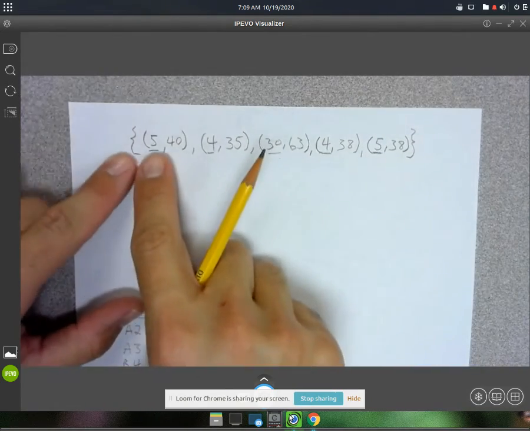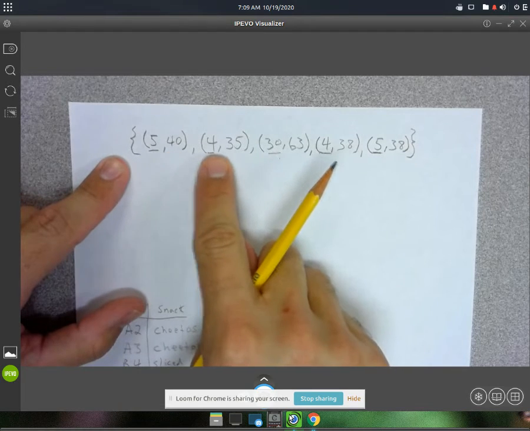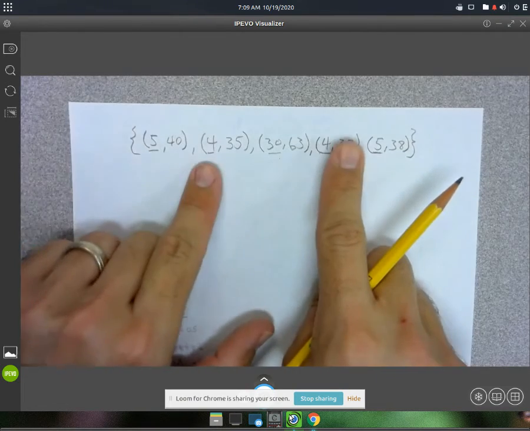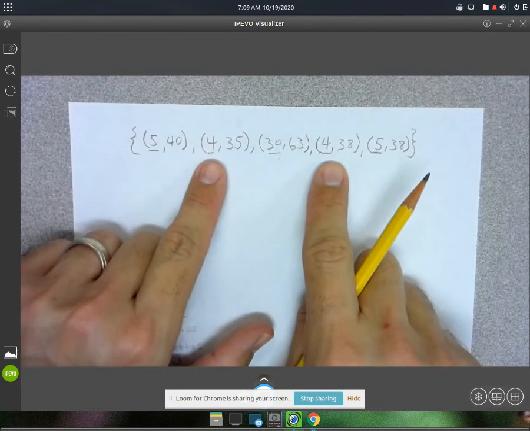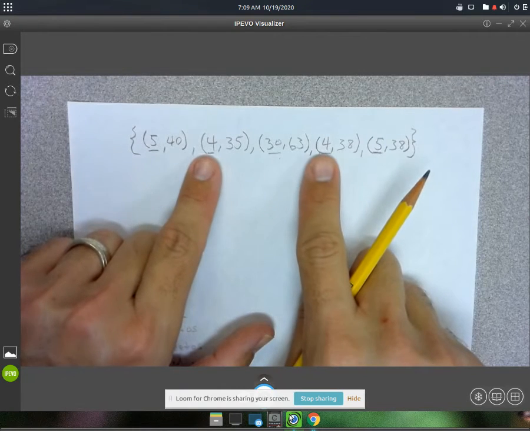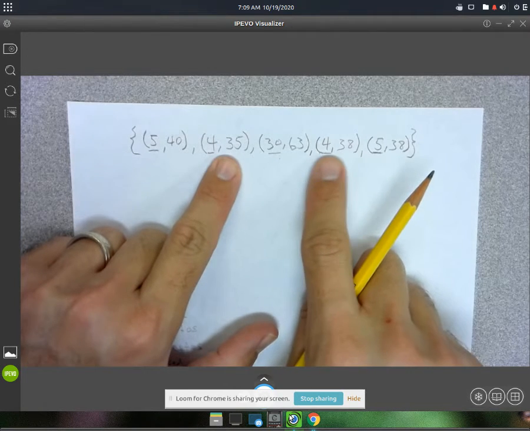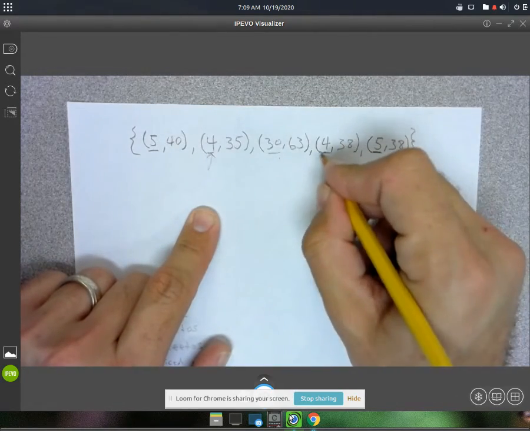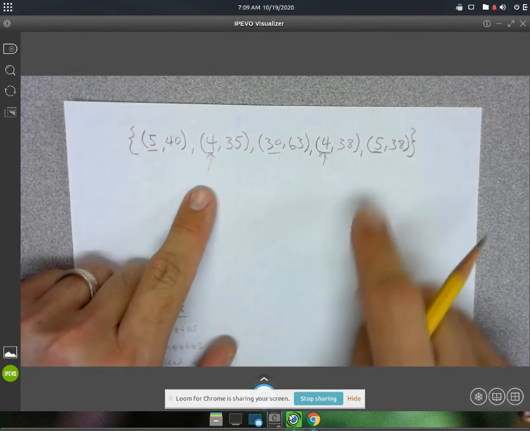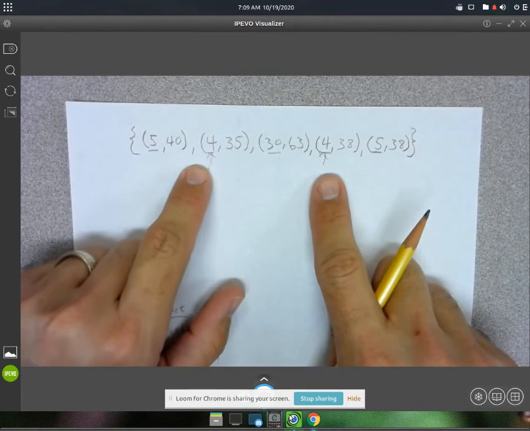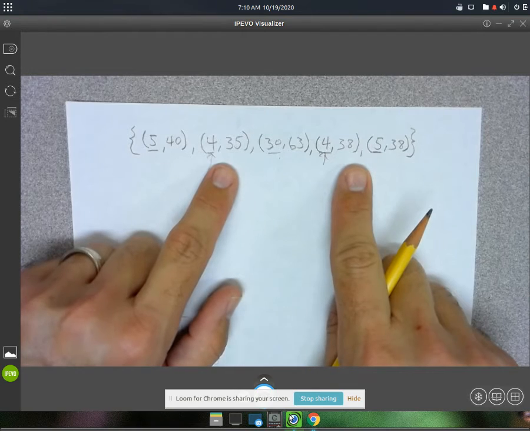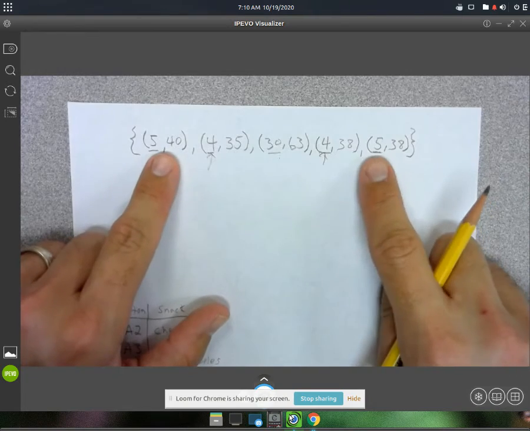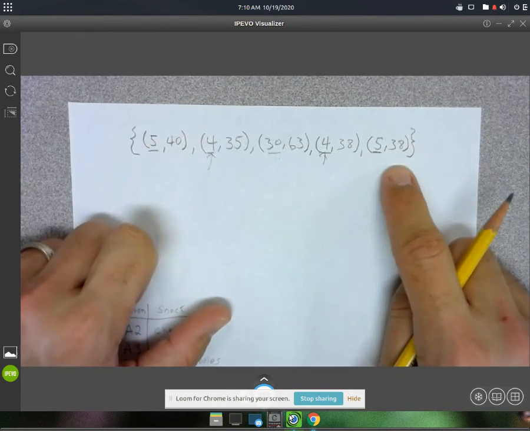If you look here, 5 goes to 40, 4 pairs to 35, 30 pairs to 63, and 4 pairs to 38. That is our first indicator that this is not a function, because the 4 is going to 35 and the 4 is going to 38. Remember, these first numbers are your inputs, and because you have the same input going to two different places, it is not a function. You'll also see 5 goes to 40 and 5 goes to 38. So this breaks the rule for being a function.